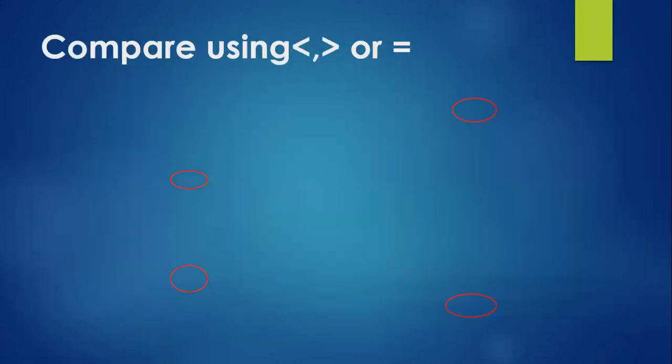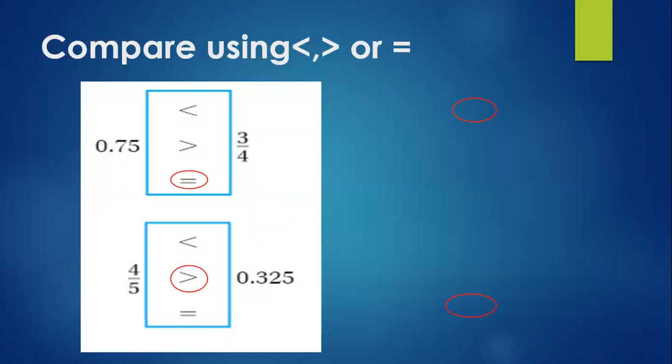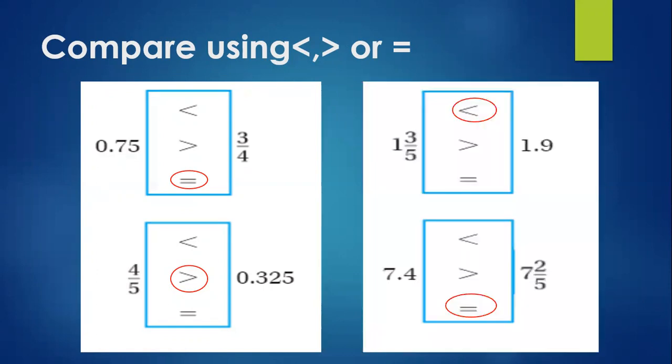Now, the second question is about comparing fractions, decimals, and mixed numbers, and you will put the sign less than, greater than, or equal to. The first one is 0.75 and 3/4. You know, both are equal. 0.75 is equal to 3/4. Now, the second one is 4/5. You know, 4/5 is equal to 8/10, which is 0.8, which is greater than 0.325.